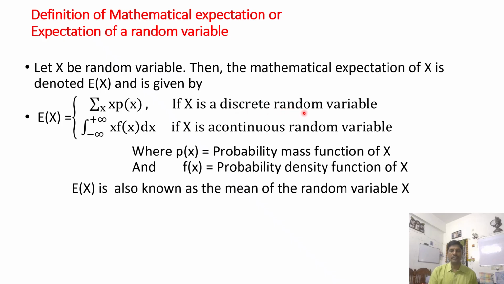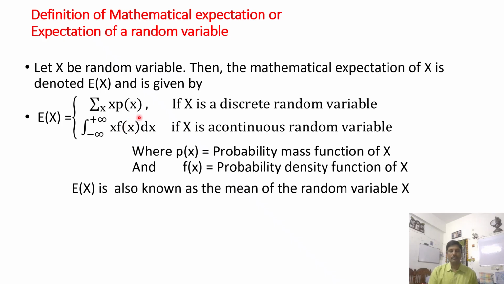I think we have discussed what is discrete random variable and what is continuous random variable in the previous classes, so I'm not going into the details of them. If it is a continuous random variable, the definition is the integral from minus infinity to plus infinity of x into f of x into dx.